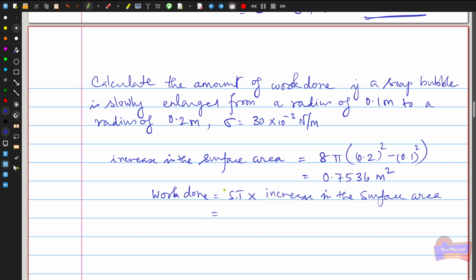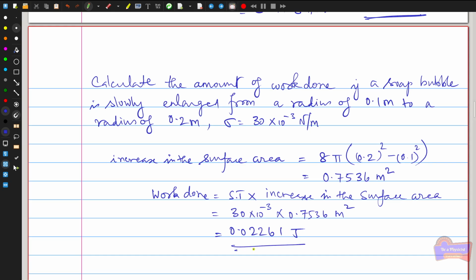So the surface tension of the soap bubble is given as 30 into 10 power minus 3 Newton per meter into 0.7536 meter squared, and the final answer is 0.02261 joules. So this is the work done to blow the soap bubble with the enlarged radius of 0.1 to 0.2 meters.